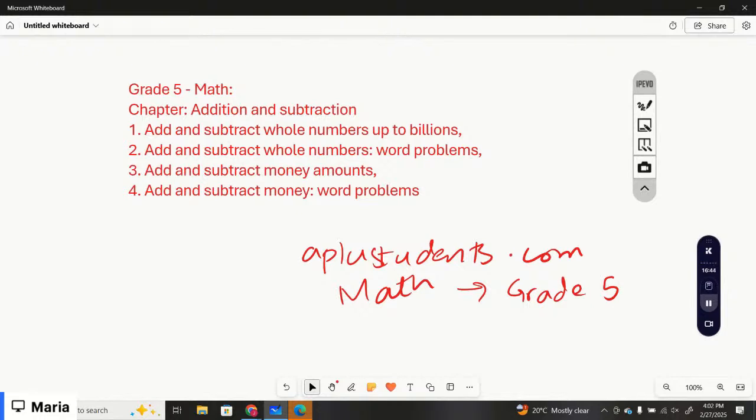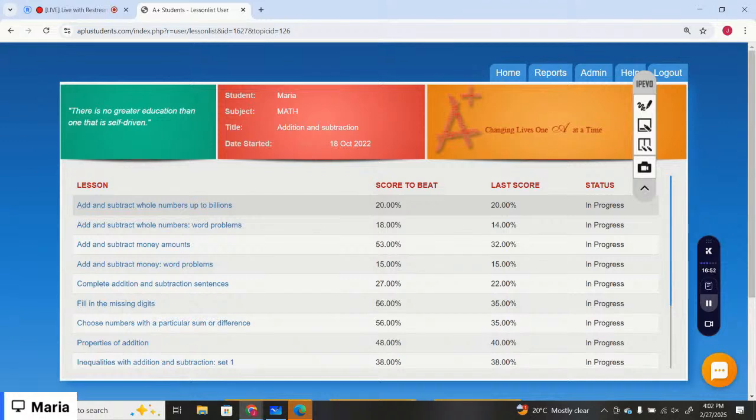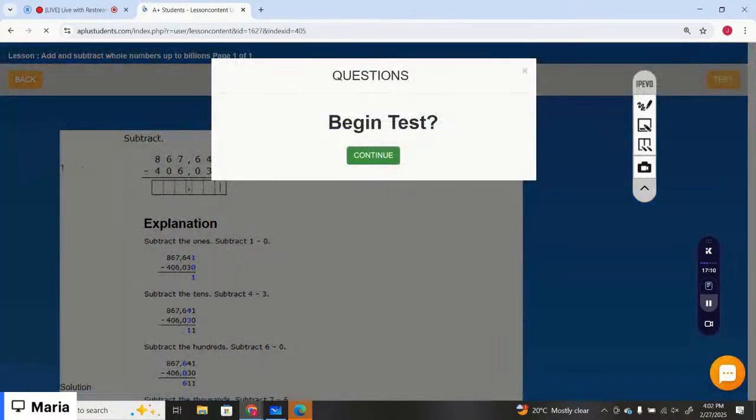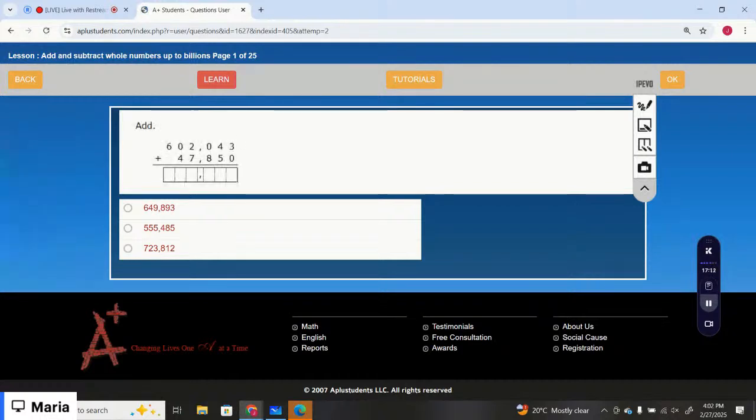Here I am on grade 5 math. Chapter we are on right now is addition and subtraction. Let's just start with the lesson that is add and subtract whole numbers up to billions. So let's just start with the test questions. We already know how to add and subtract. So let's just do the practice questions.